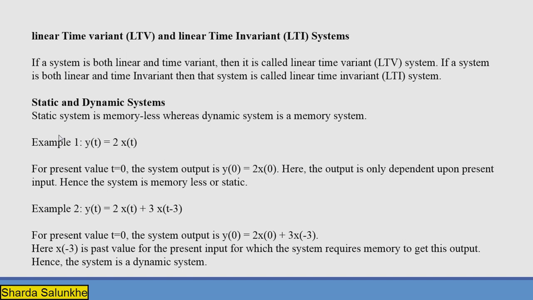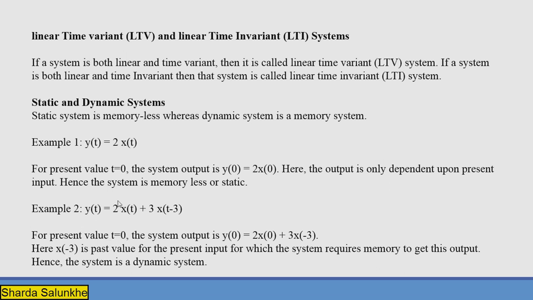Next one, static and dynamic system. The static system is memoryless, whereas the dynamic system is a memory system. That means, suppose I take one example, y of t is equal to 2x of t. For the present value t is equal to 0, the output will become y of 0 is equal to 2x of 0. Hence the output only depends upon the present input. Hence the system is memoryless, or static. So this system is a static system.